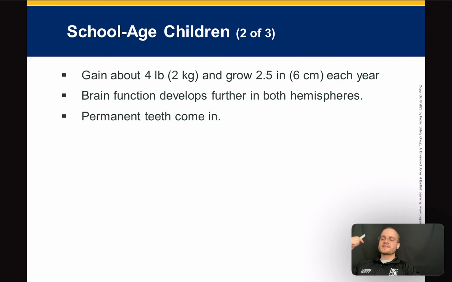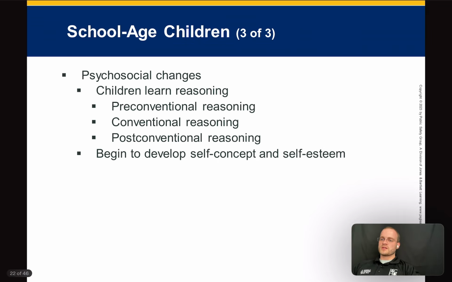It's really throughout the entire brain. Permanent teeth will start to come in. It's intuitive, right? So children learn reasoning. What makes the human species as mammals so unique is they think that we're one of the only mammals that have reasoning, right? They can determine right from wrong and multi-step problems and things like that. And that's what we're talking about with reasoning.